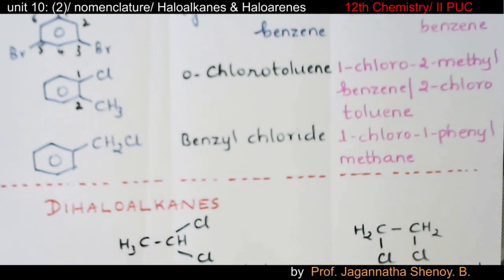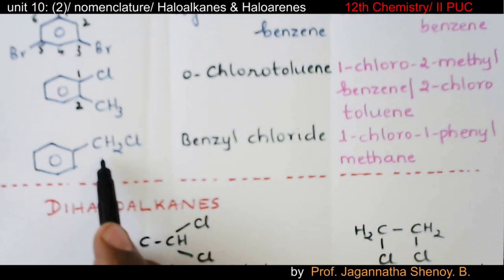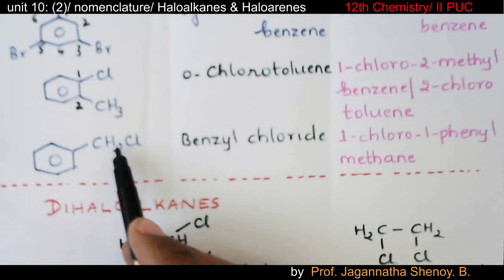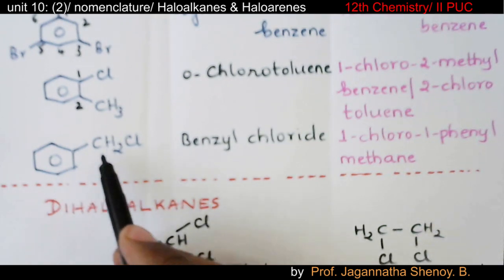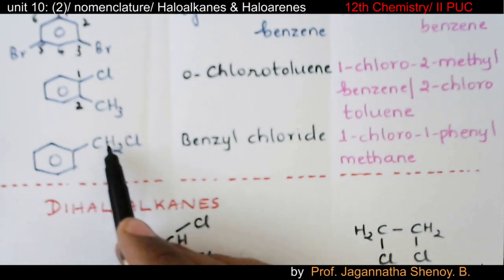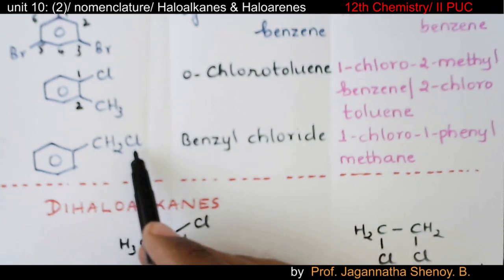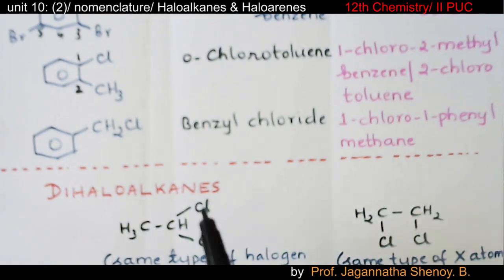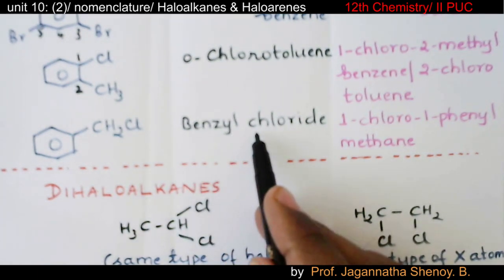Coming to the next example, this is a very, very important one. You know, a benzene ring connected to a CH2 group is called a benzyl group. And on the benzyl group, you have a chloro group. That's why the common name of this compound is benzyl chloride.